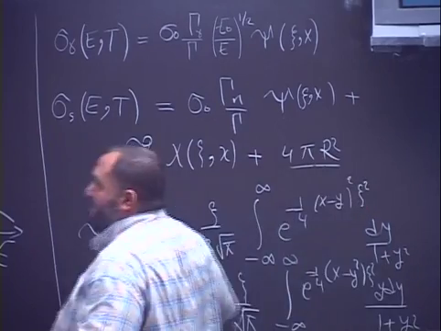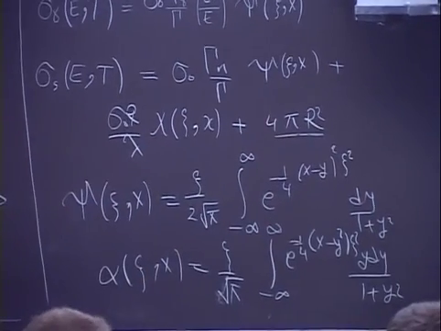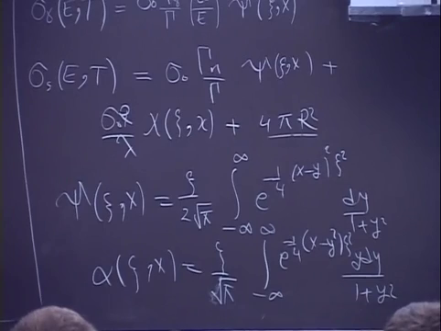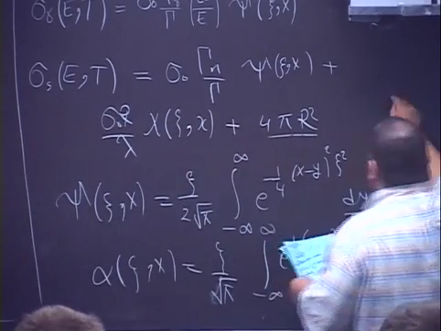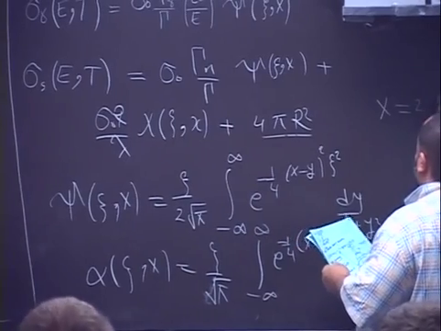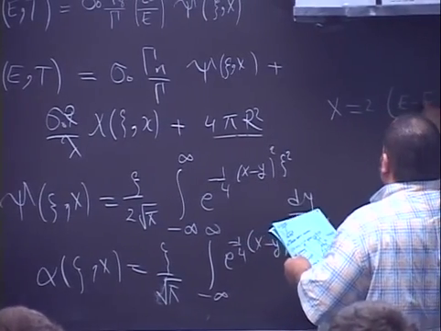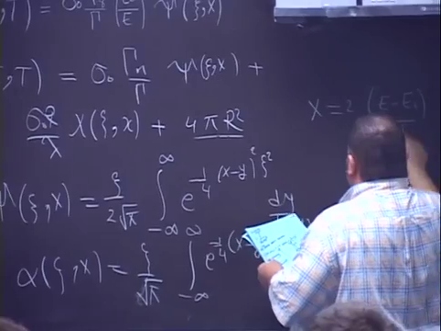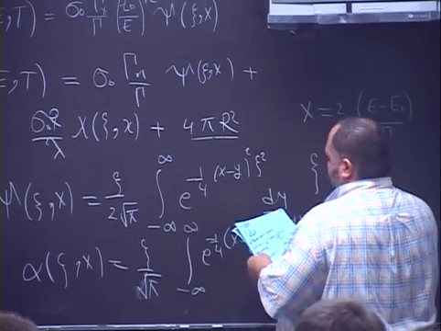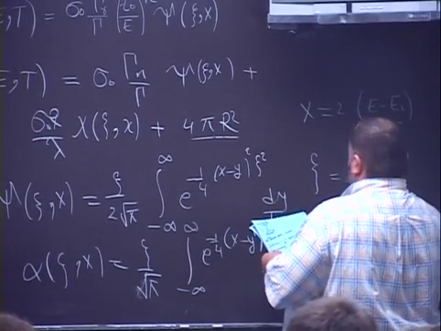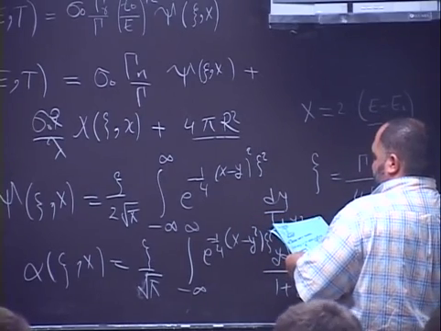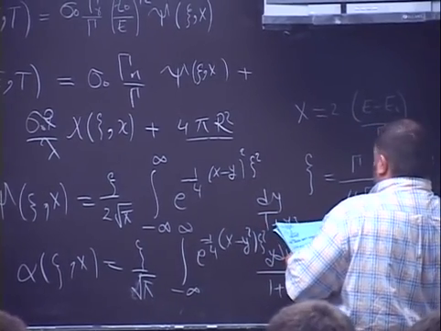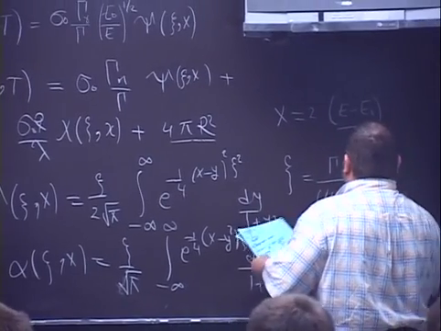So I gave you this in the very early lecture when we started. Then x is just 2 multiplied by E minus E naught divided by gamma, and this xz is just gamma divided by 4 square root of E naught kT over A, all to the power of half.